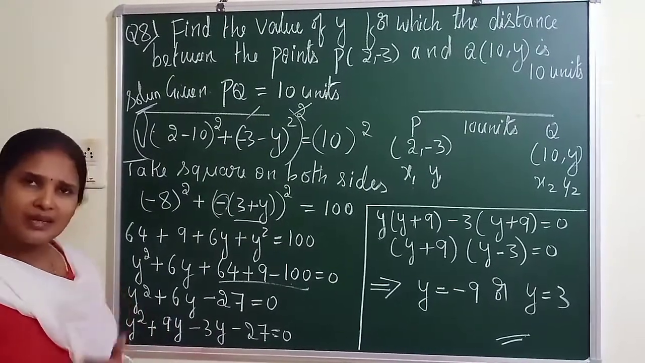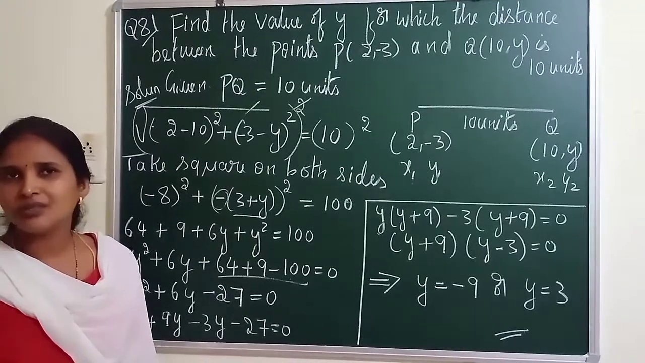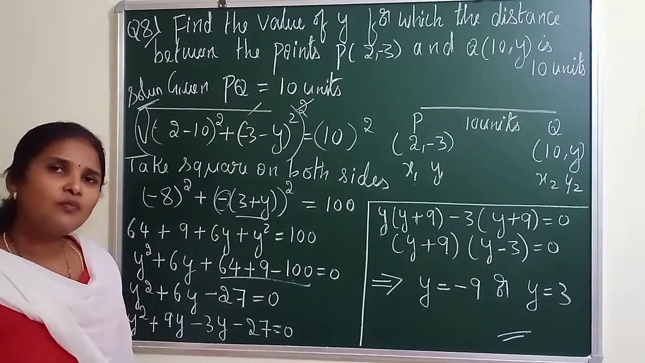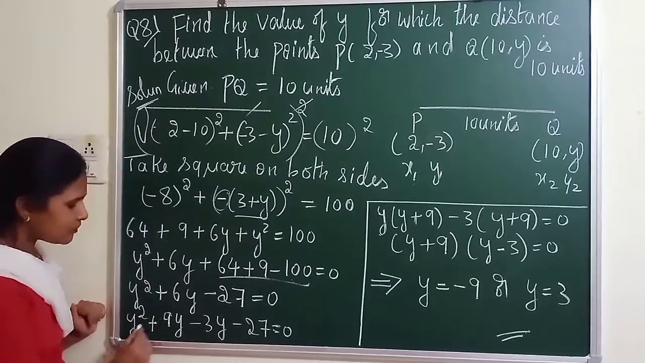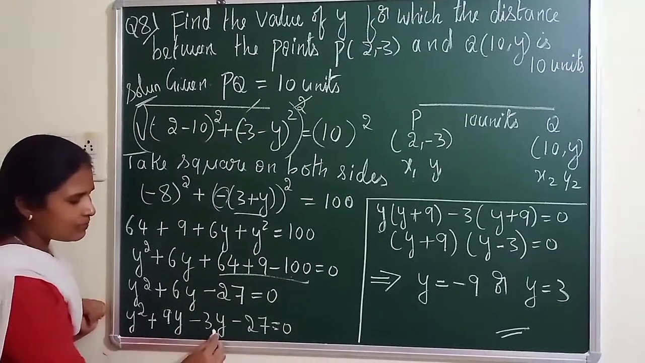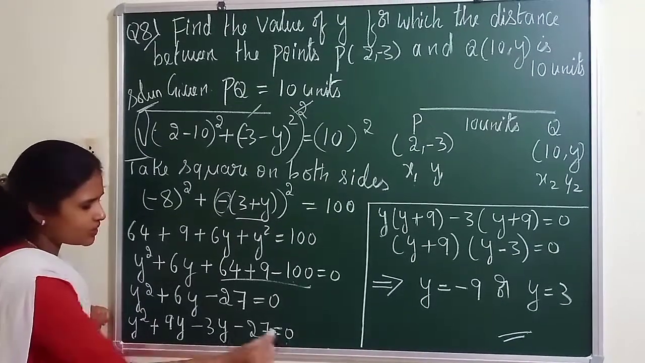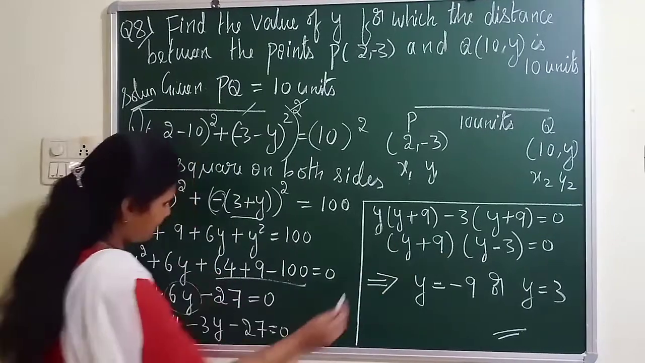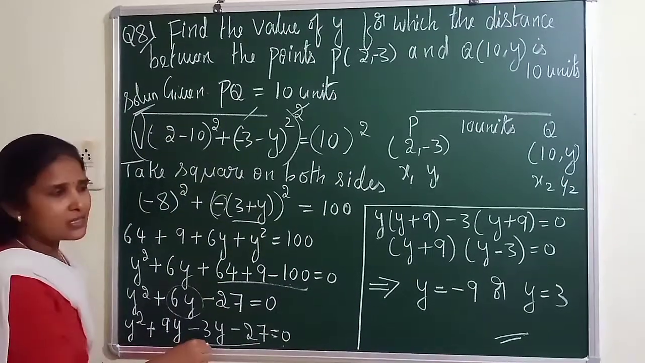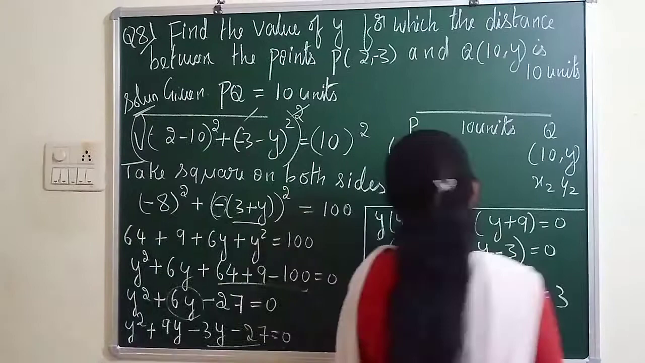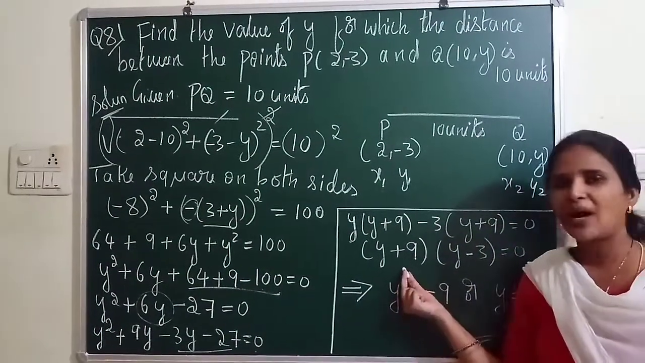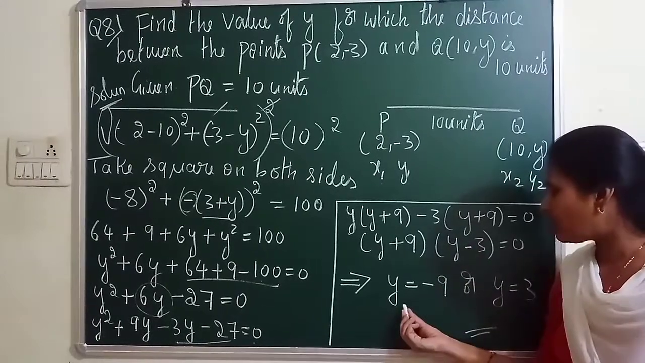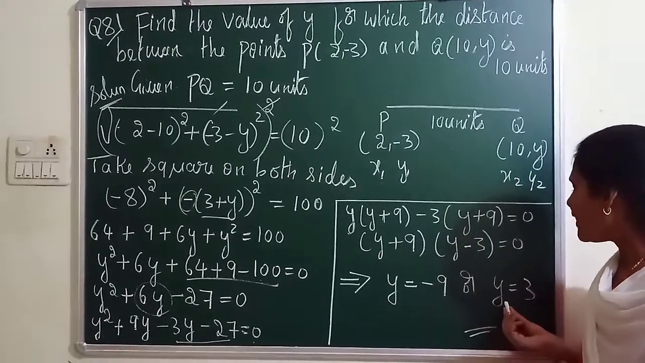So you can use any one of the methods that you already know, the 3 methods: splitting method, that is factorization, completing square method and formula method. So any method you can use. So you can write y square plus 9y minus 3y minus 27 equal to 0. That is factorize, split the middle term. So y is common here, you get y plus 9, and here take minus 3 common, you get y plus 9. So I have two factors with me, y plus 9 and y minus 3. Equate to 0. I got y as minus 9 or y as 3.